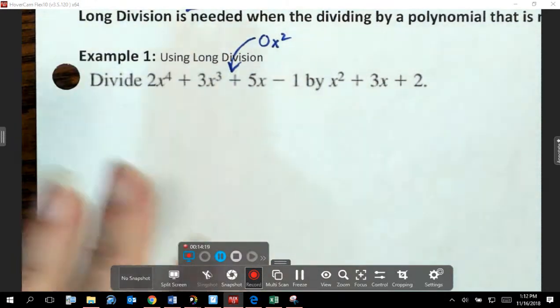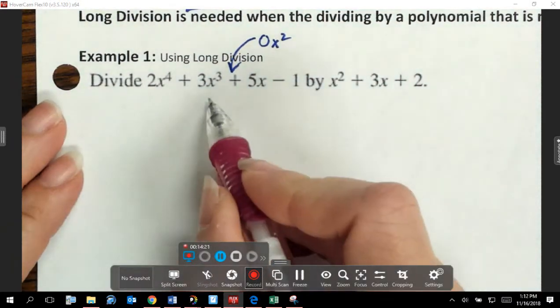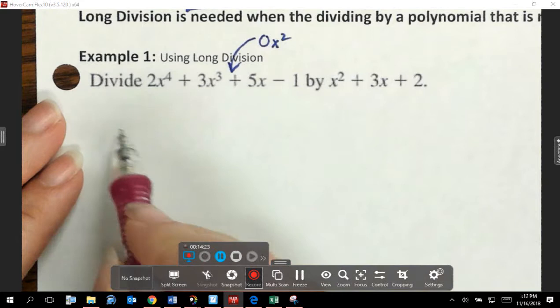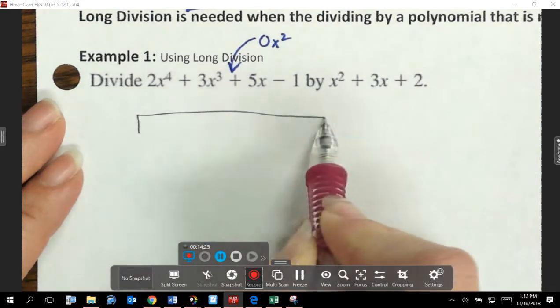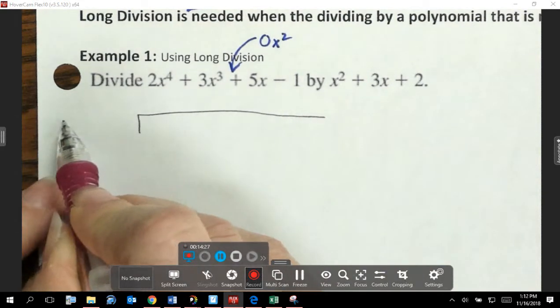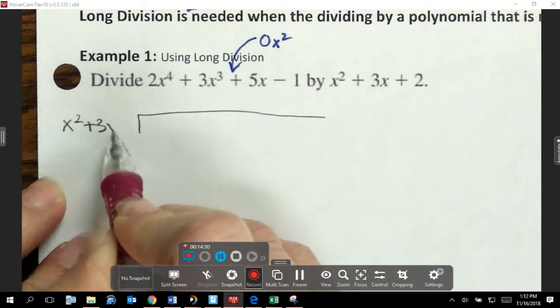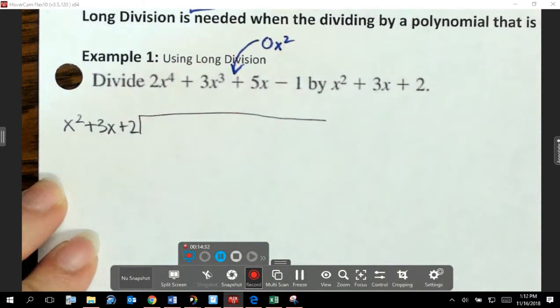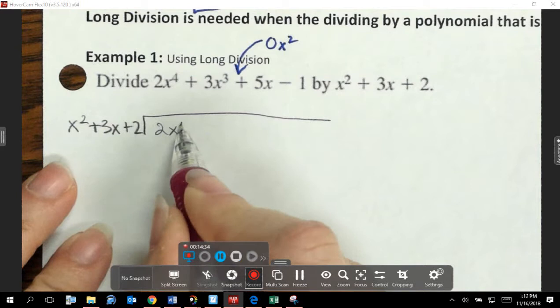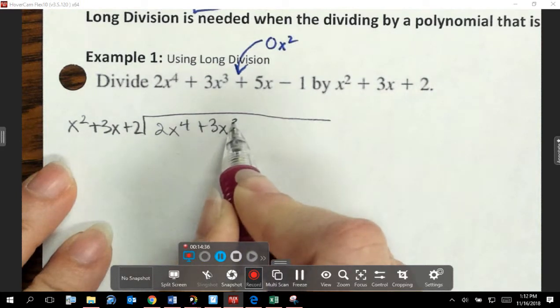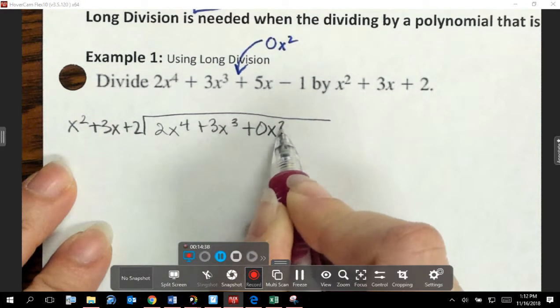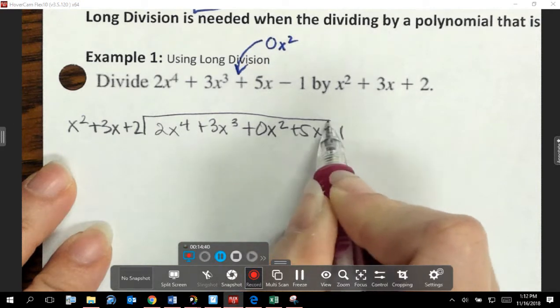So I'm going to rewrite this so it looks like a long division question, and I'm going to leave a little bit of space at the top. So I'm going to have out here x squared plus 3x, and then underneath 2x to the fourth plus 3x cubed plus 0x squared plus 5x minus 1.